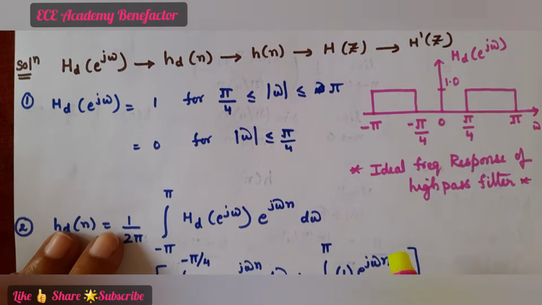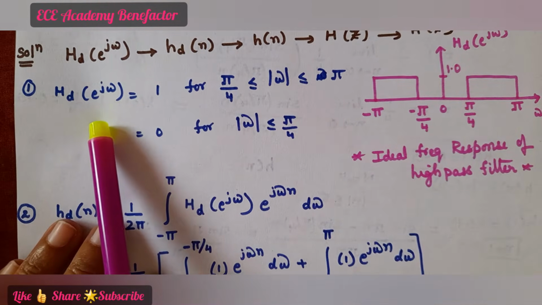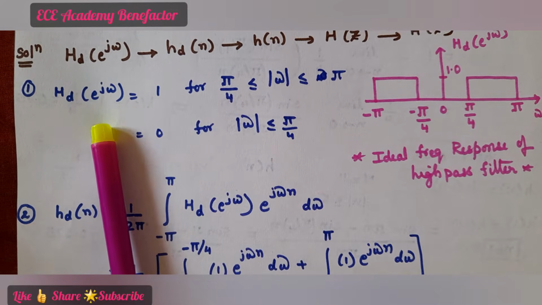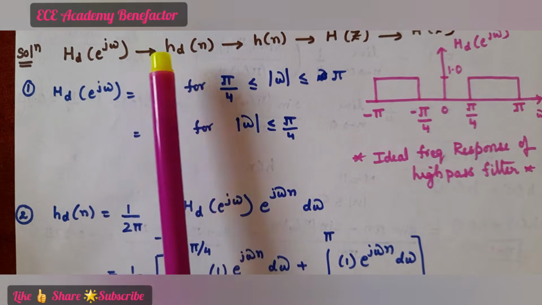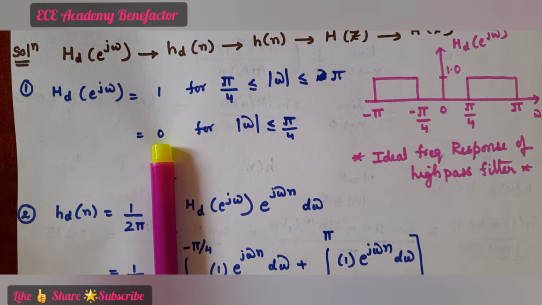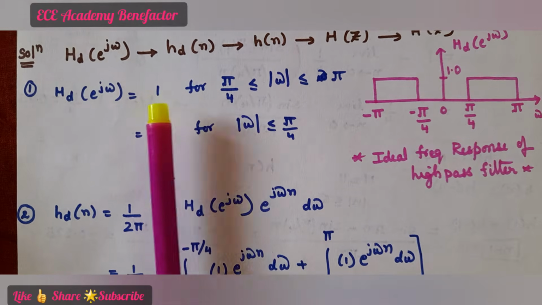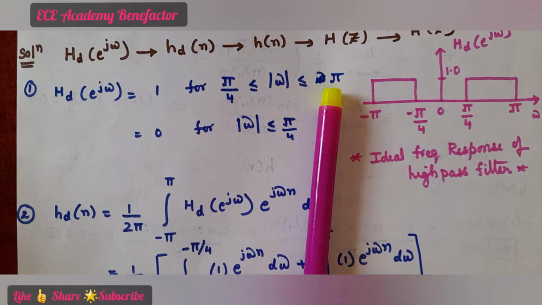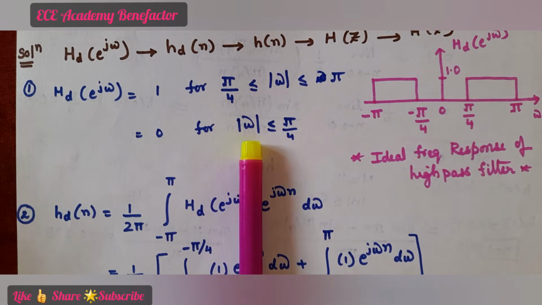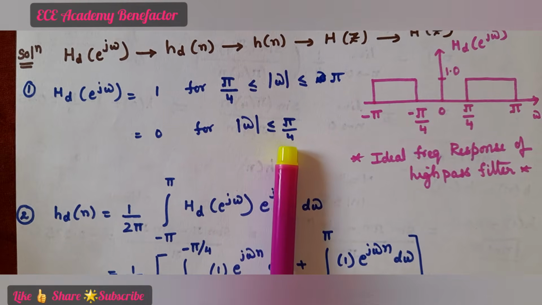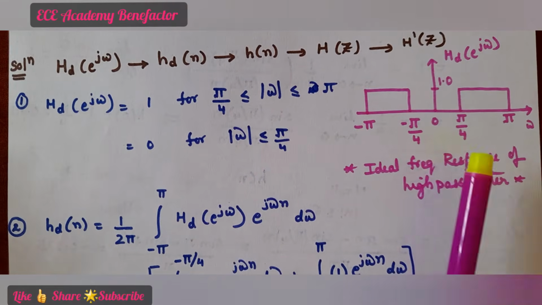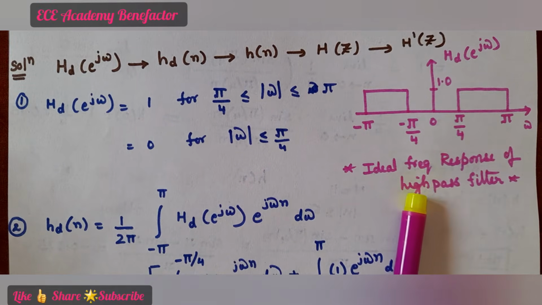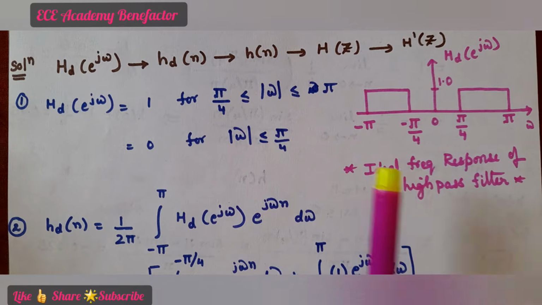So, this is the first step. H_D of e to the j omega is written. The definition which is given in the problem is to be written here. Its value is 1 for mod omega ranging between pi by 4 to pi and is 0 for mod omega less than pi by 4. So, which is drawn here. This is the ideal frequency response of the high pass filter.